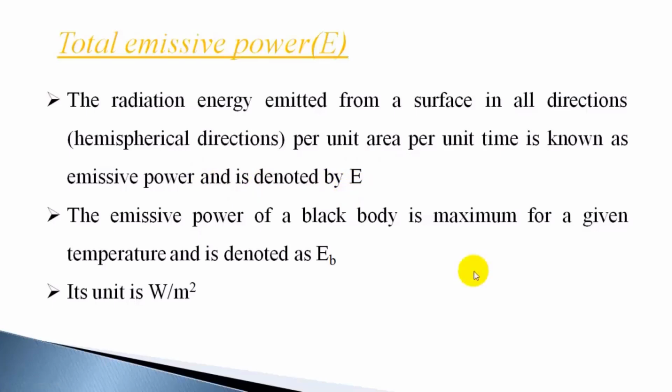And all the bodies in the universe will emit radiation. The emitted radiation will be maximum for a black body. So a black body will emit maximum radiation, and the emissive power of a black body will be maximum, and it can be denoted by EB. So if two surfaces are at the same temperature, out of which one is a black surface and another is a real surface, the black surface will emit maximum radiation compared to the real surface. For a real surface, the emissive power will always be less than that of a black surface. The unit of emissive power is watts per meter square, that is energy radiated per unit time per unit area. So it is the total energy emitted from the surface per unit area per unit time. So that is emissive power.